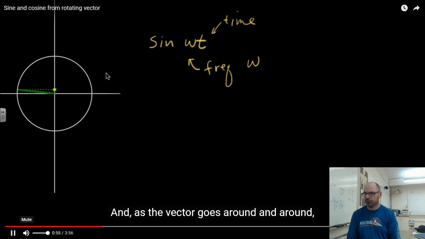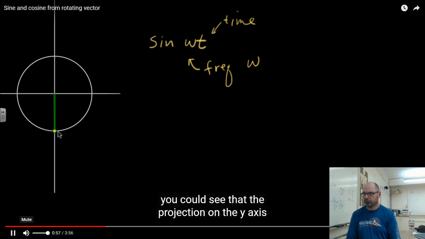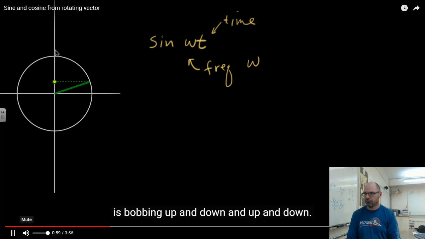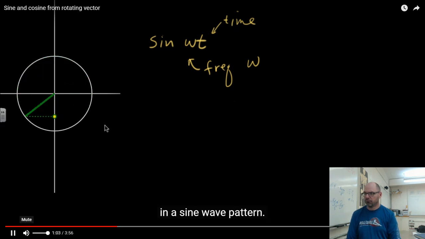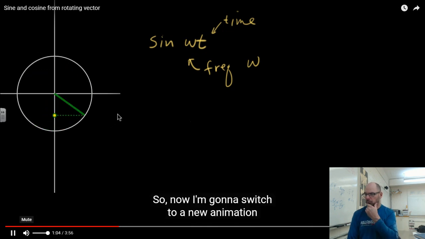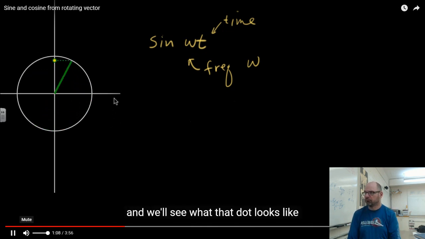And as the vector goes round and around, you can see that the projection on the y-axis is bobbing up and down and up and down. And that's actually going up and down in a sine wave pattern. So now I'm going to switch to a new animation, and we'll see what that dot looks like as it goes up and down in time.